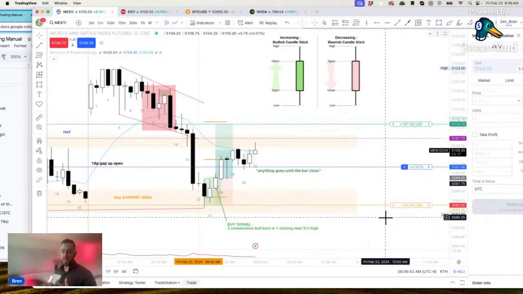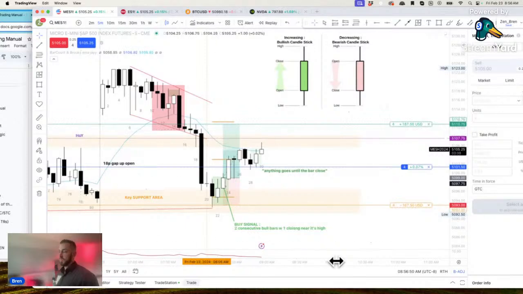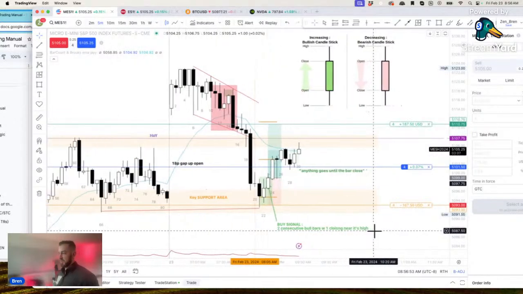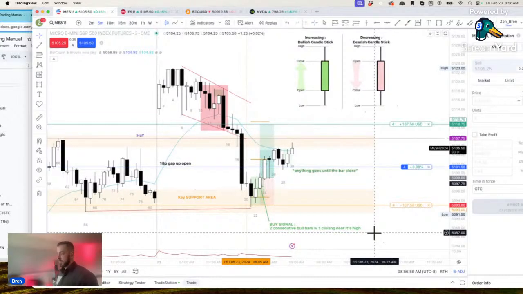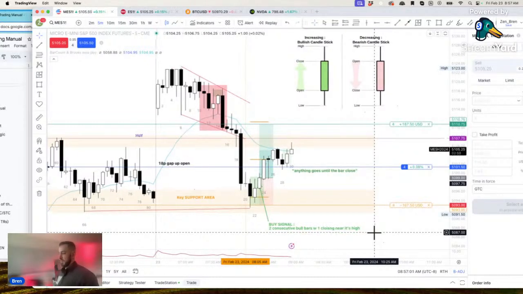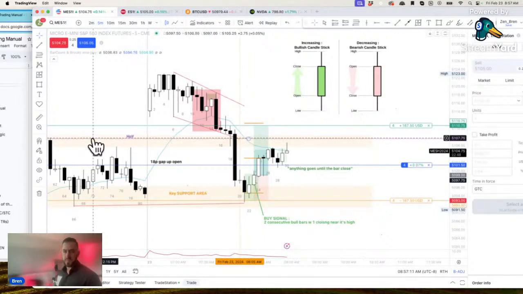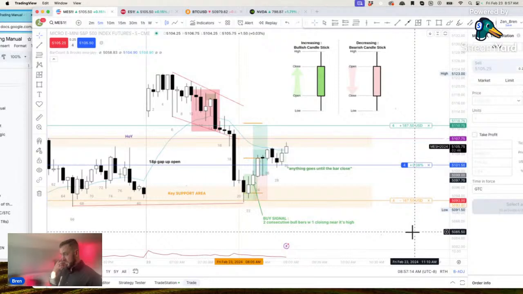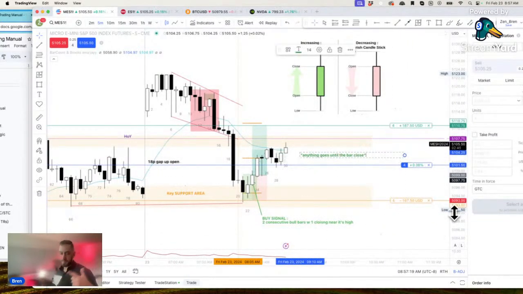You gotta have your rules mapped out. You gotta have them written out clearly. If you don't, what are you doing? Anything goes until the bar closes. Anything goes.